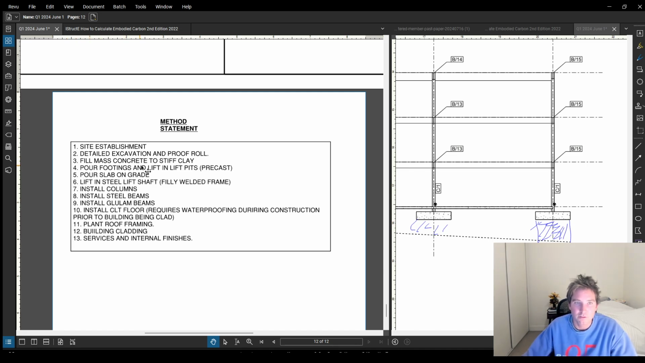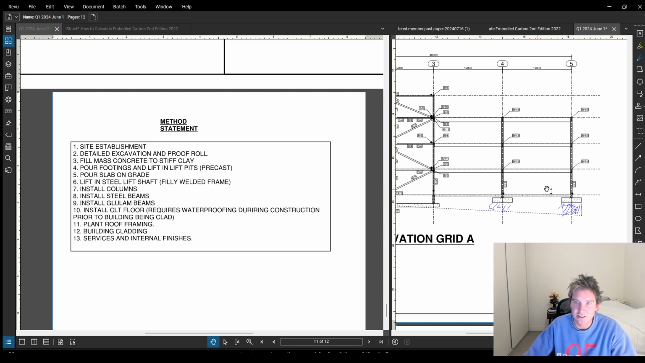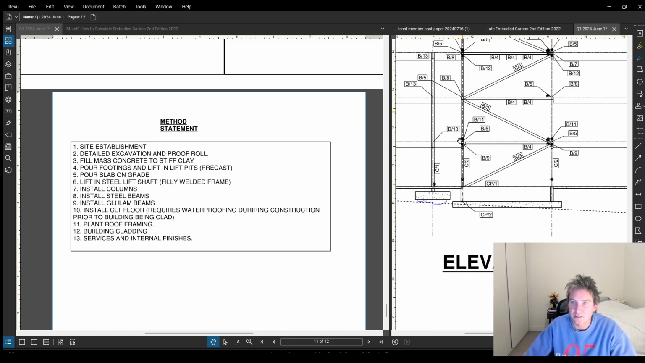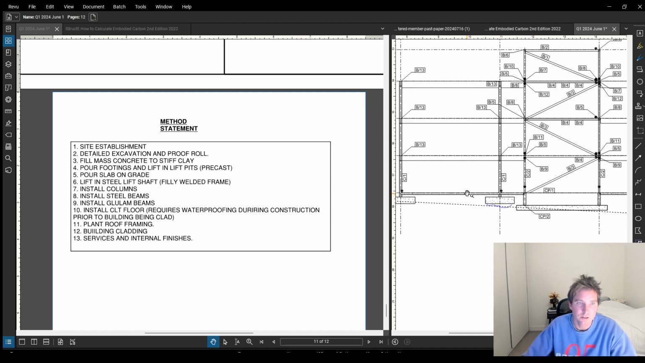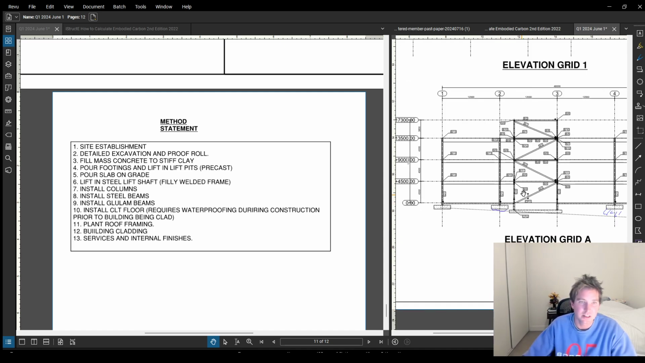Then I pour my footings. I've identified this lift bit here can be precast, so I'm going to lift that in as one precast unit. Pour my slab on ground. Install my columns, steel beams, then my secondary glulam beams, then I'll install my CLT floor. One thing with CLT, as we kind of mentioned before, and I put it in here, is that it needs to be waterproofed until it is completely covered. So I've just added that in my method statement.